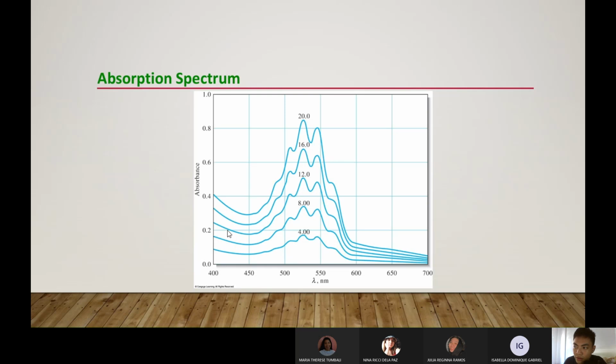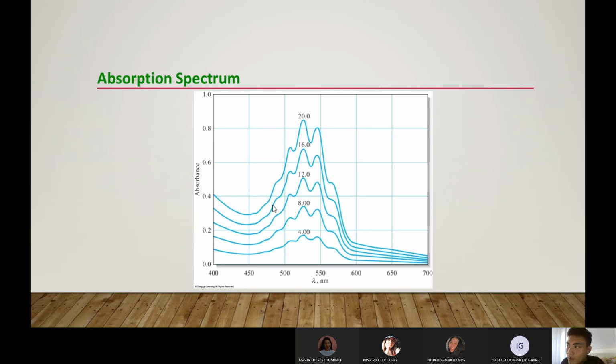So, ito, depending on the concentration. This one, itong nasa taas, yung nasa cursor ko, ito yung higher concentration. This one below has a lower concentration naman. Okay? So, the higher the concentration of your analyte is, the higher the absorbance will be. Then, mapapansin mo, ang daming peaks, no? Kunwari, ito, isang peak. Ito, another, ulit. Okay? So, yan.